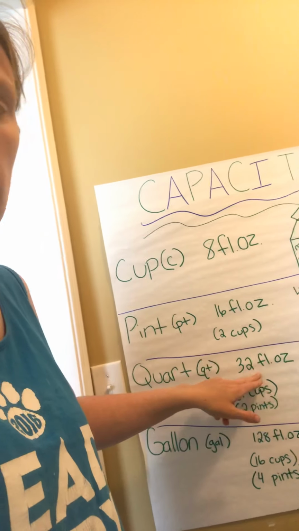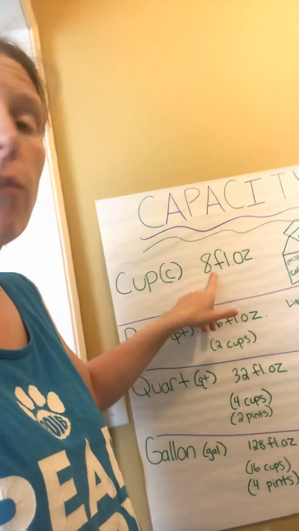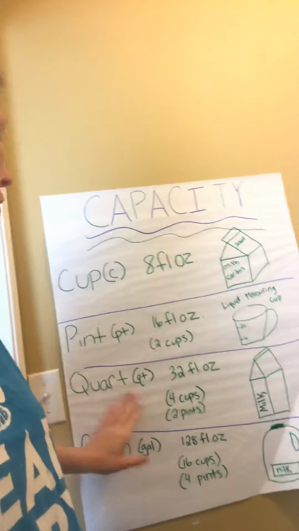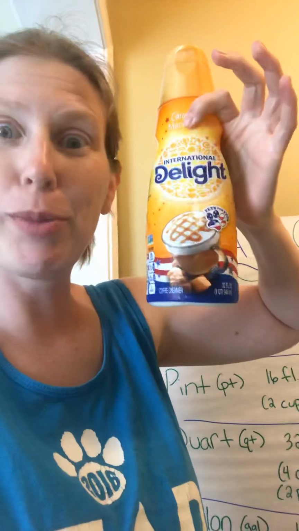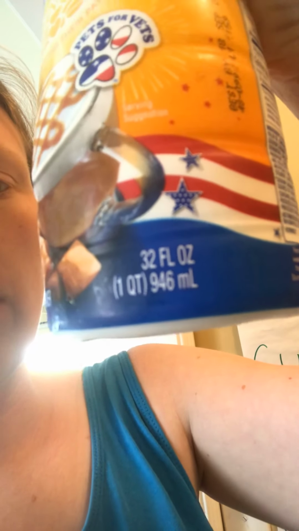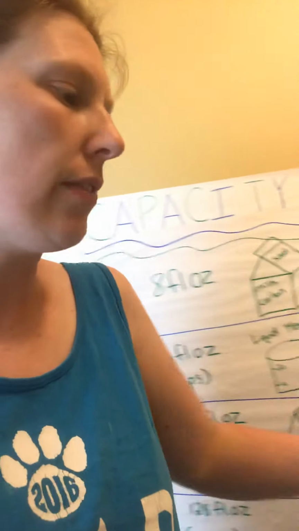It's also 32 ounces, which makes sense because I know that 1 cup is 8 ounces. And if I did 8 times 4, that would give me 32 fluid ounces. So a quart is the same thing as 4 cups. It's the same thing as saying 4 of these or 2 pints. And that is a quart. So here is an example of a quart for you, my coffee creamer. If you look at the bottom, you can actually see that it says 1 quart, 32 fluid ounces. So this is a quart. You can tell it's significantly bigger than a cup.